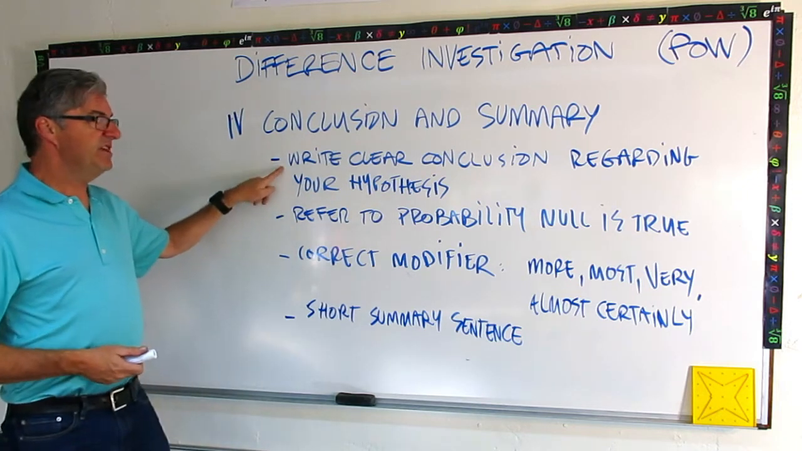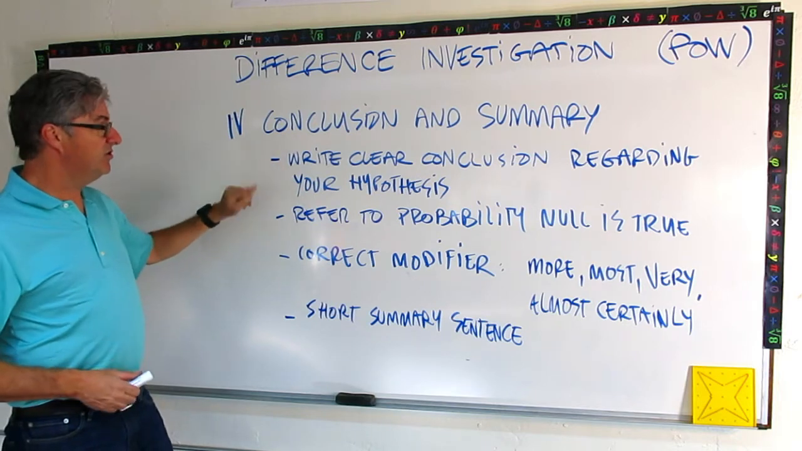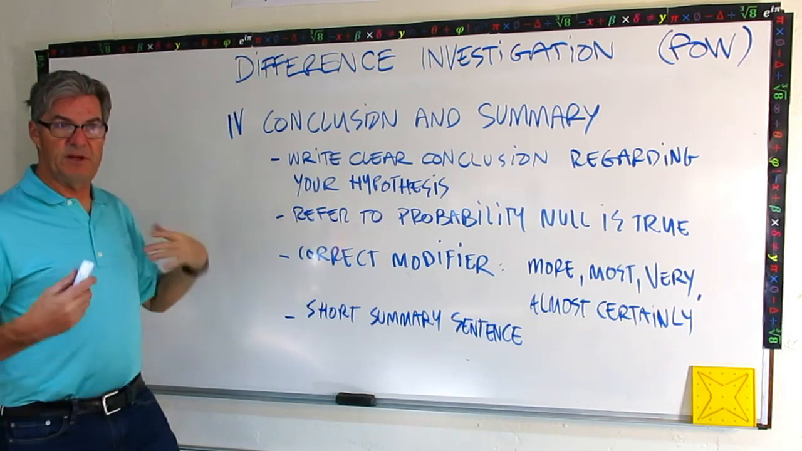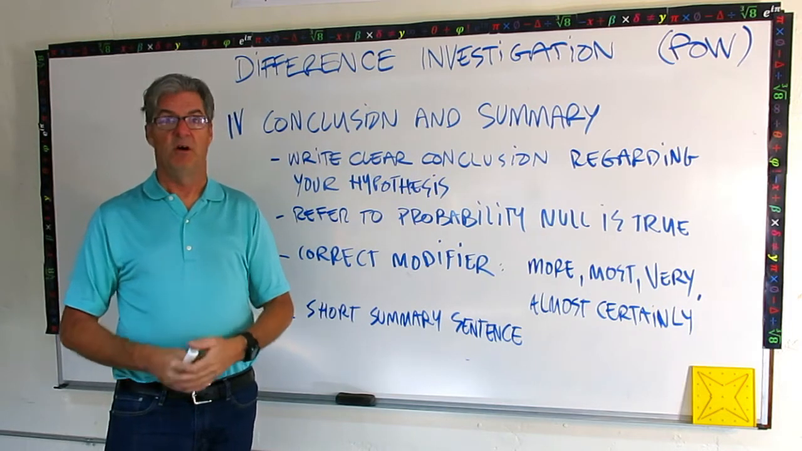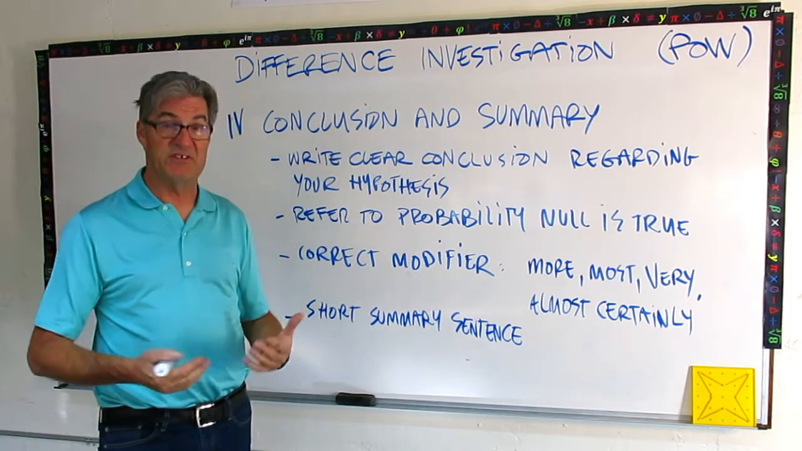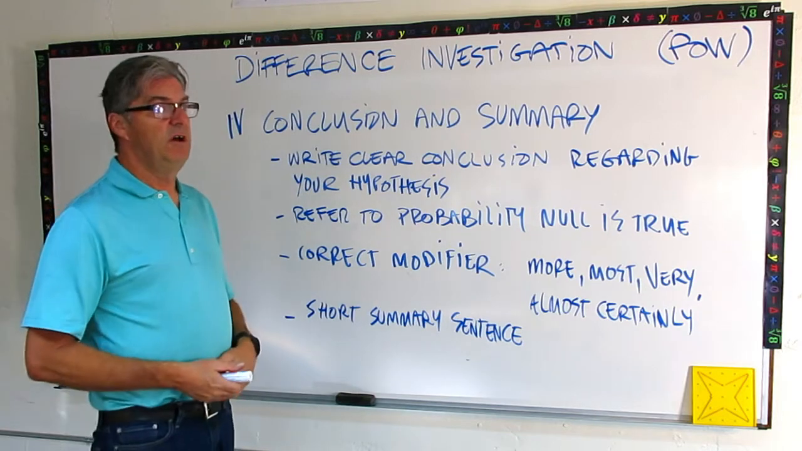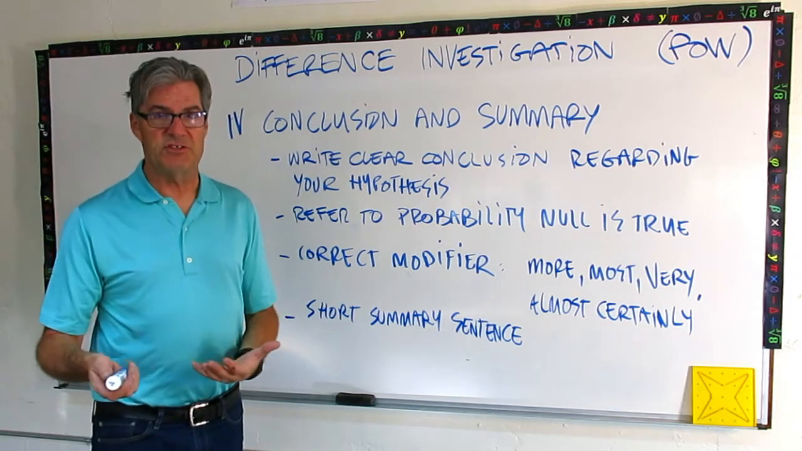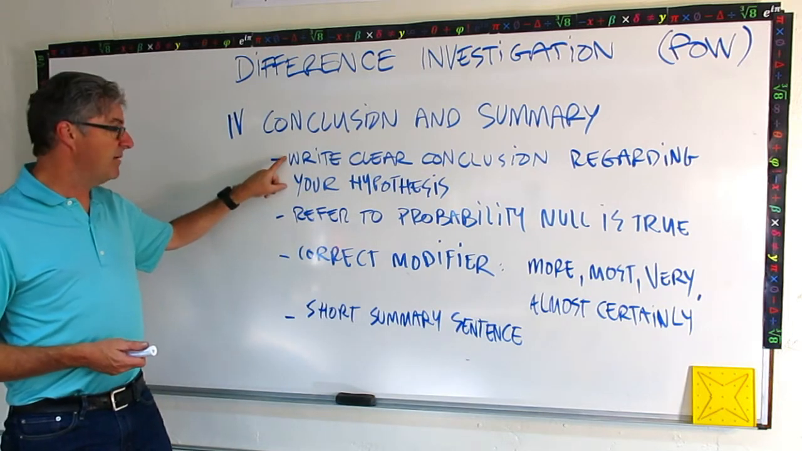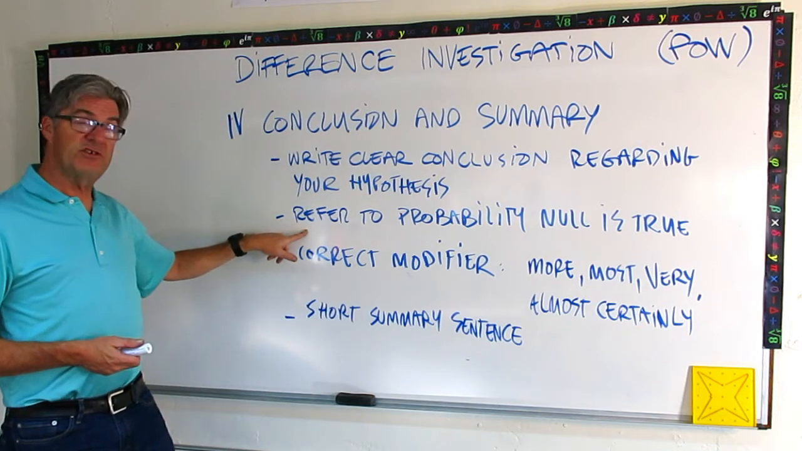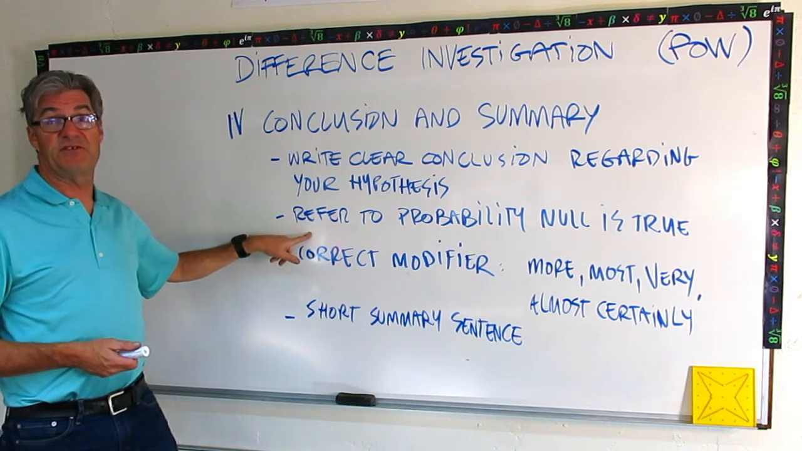So the first thing, write a clear conclusion regarding your hypothesis. Something like, we believe our hypothesis is true. We believe our hypothesis is almost certainly true. Our report is inconclusive. Things like that. You really want to make a nice, clear conclusion about your hypothesis, and you want to refer to the probability that the null hypothesis is true.